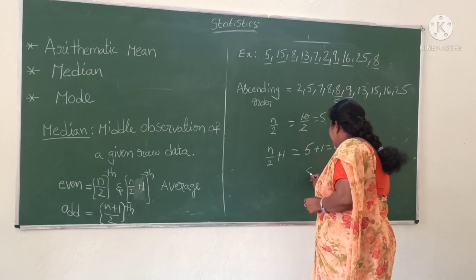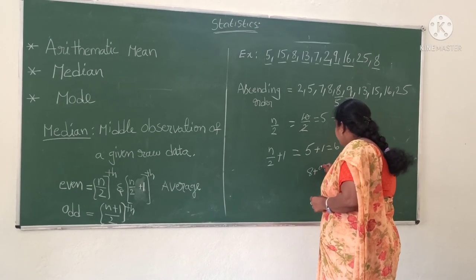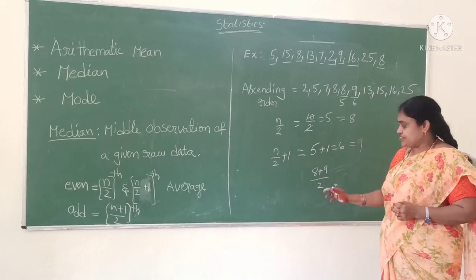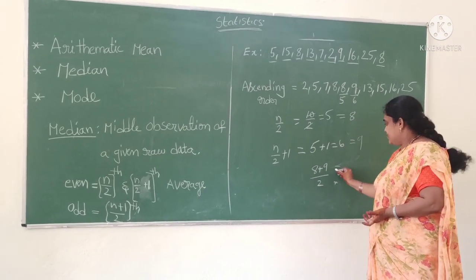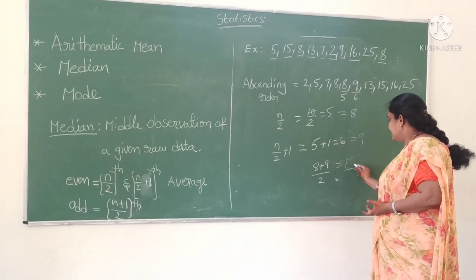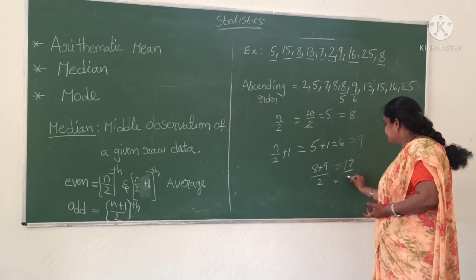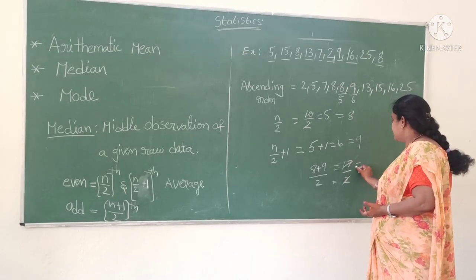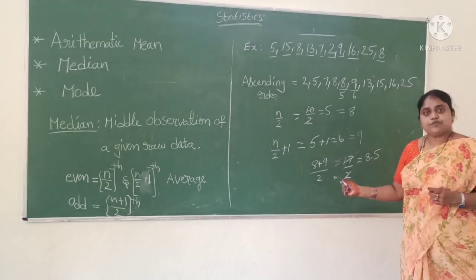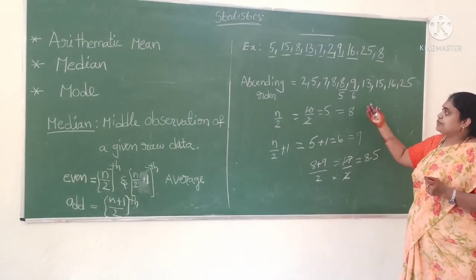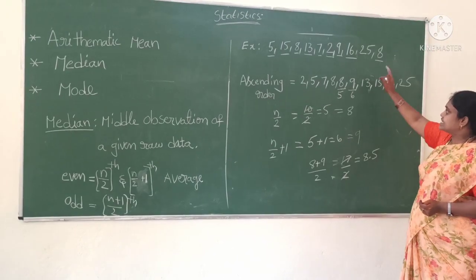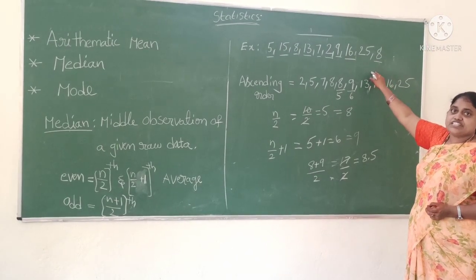Average means sum of observations by number of observations. Then 8 plus 9, 17. 17 by 2. So that is 8.5. Is the median of these observations. 8.5 is the median of these observations.